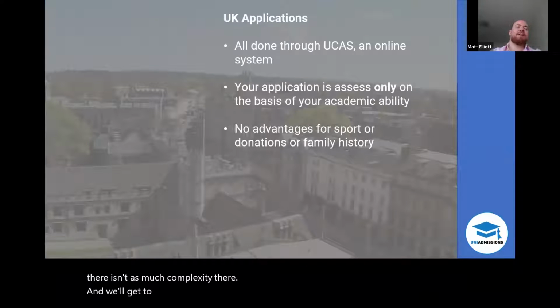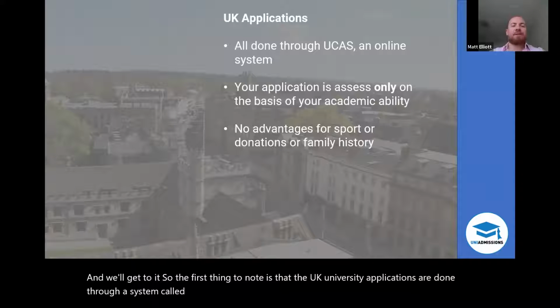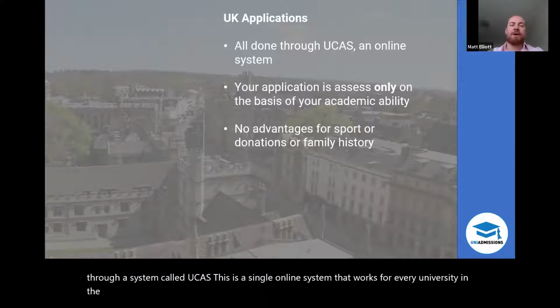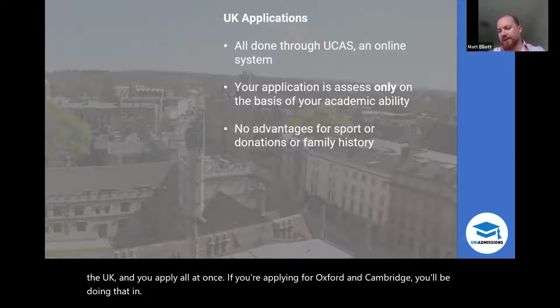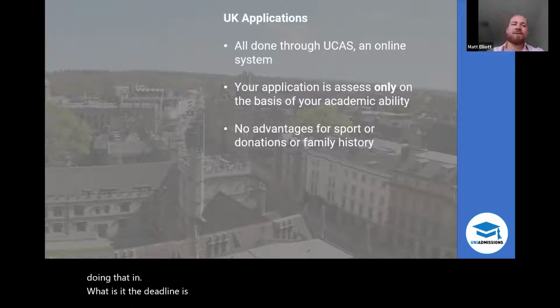So the first thing to know is that the UK university applications are done through a system called UCAS. This is a single online system that works for every university in the UK, and you apply all at once. If you're applying for Oxford and Cambridge, you'll be doing that in, what is it? The deadline is in just under 3 months.